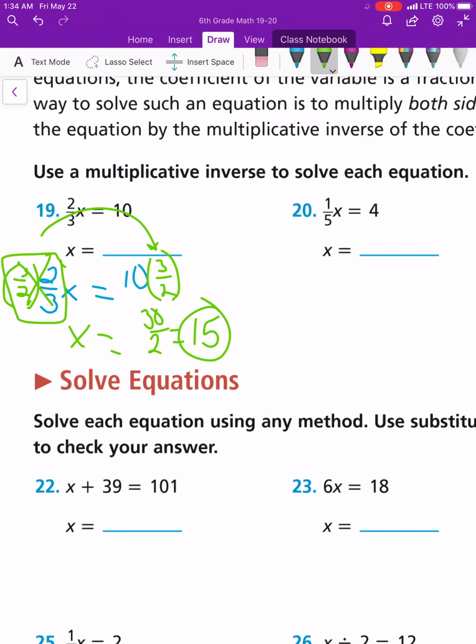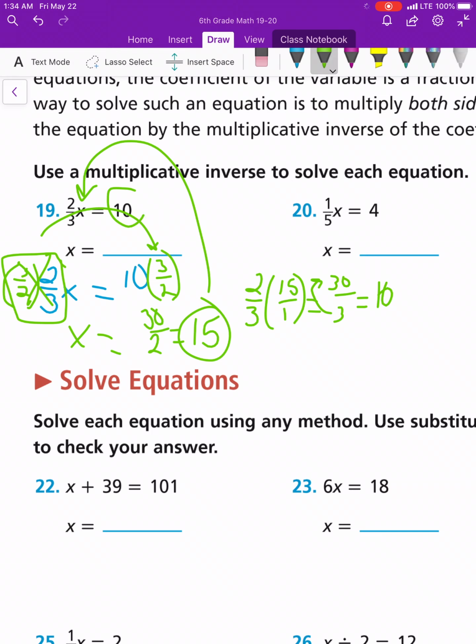And I can check my answer by plugging this 15 into this x here. So now I have 2/3 times 15 over 1. 15 times 2 is 30. 3 times 1 is 3. 30 thirds. How many times does 3 go into 30? 10 times. And there it is, 10. Okay.